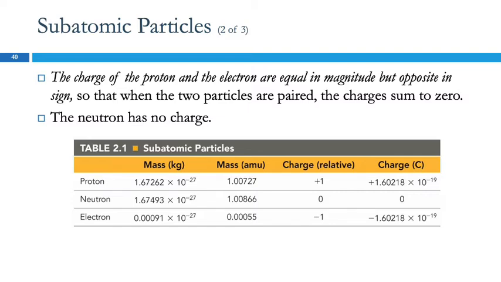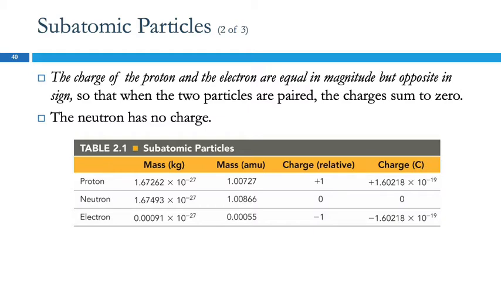The charge of the proton and the electron are equal in magnitude. They're equal in size, but opposite in sign. One's positive, one's negative. So if we have those two particles together, they're neutral. If we have an equal number of protons and electrons in an atom, the atom will not have an overall charge. The neutron is neutral, it has no charge.